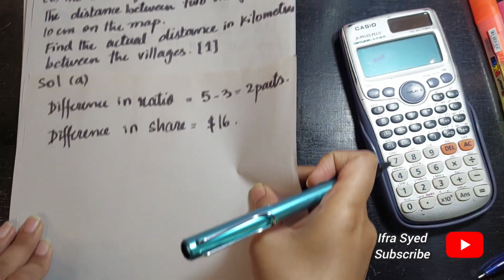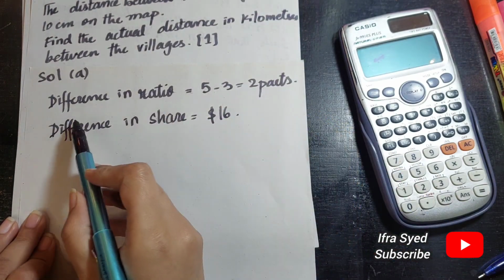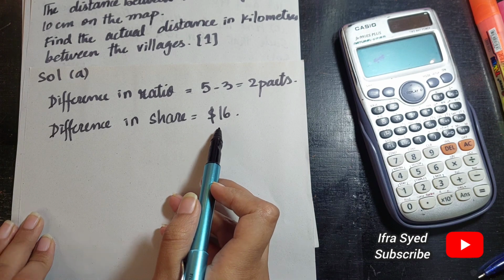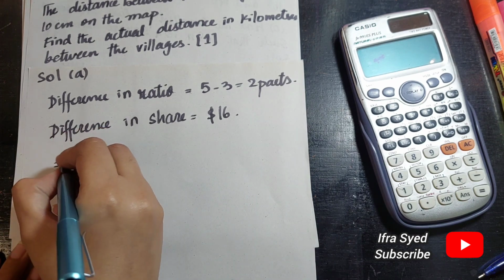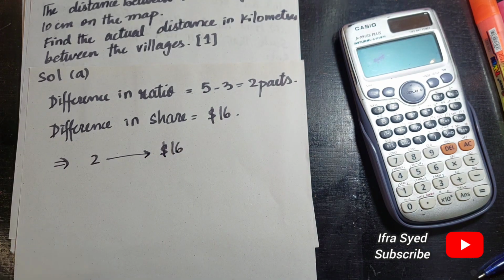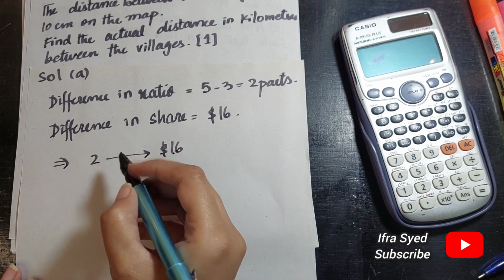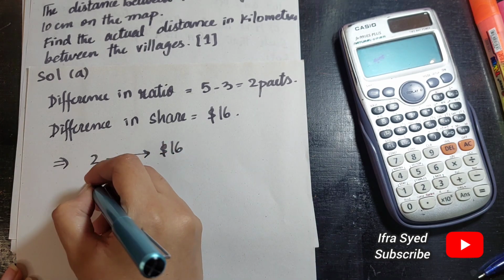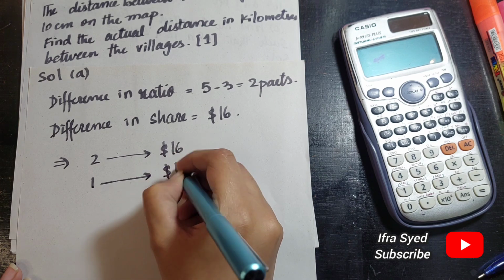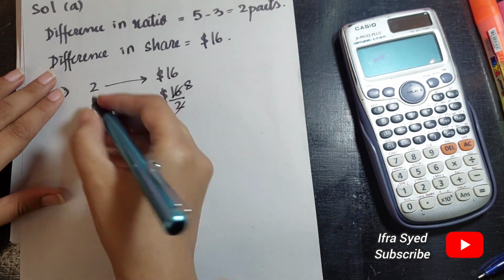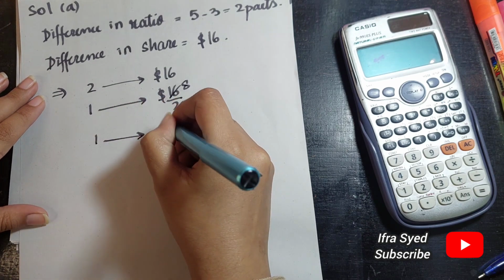So for that purpose, as it is written here, the difference in ratio is 2 parts and the difference in share is $16. This implies that 2 parts is equal to $16, and we can easily find out 1 part of the actual money from here. So I'm dividing by 2 on both sides, so it will become 1 here and 16 divided by 2 is $8. So 1 part of actual money is equal to $8.